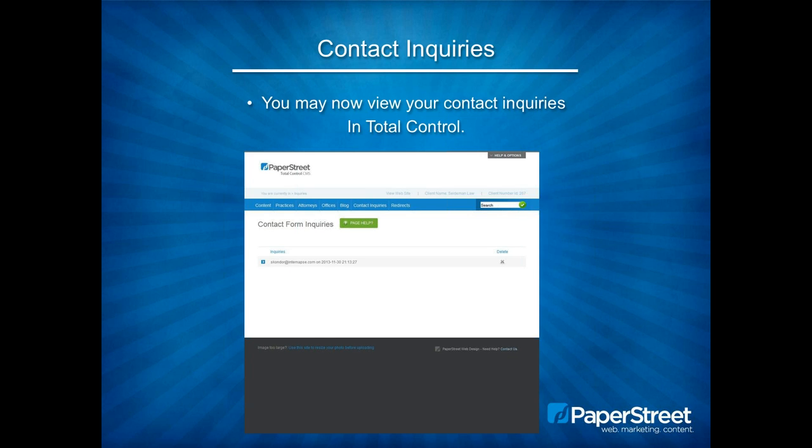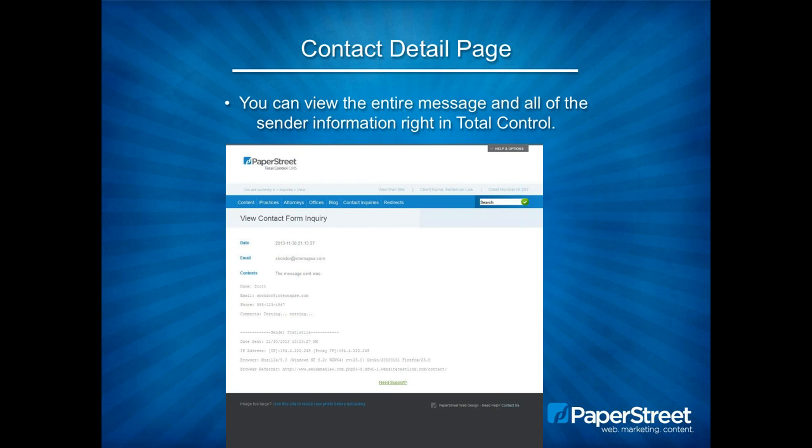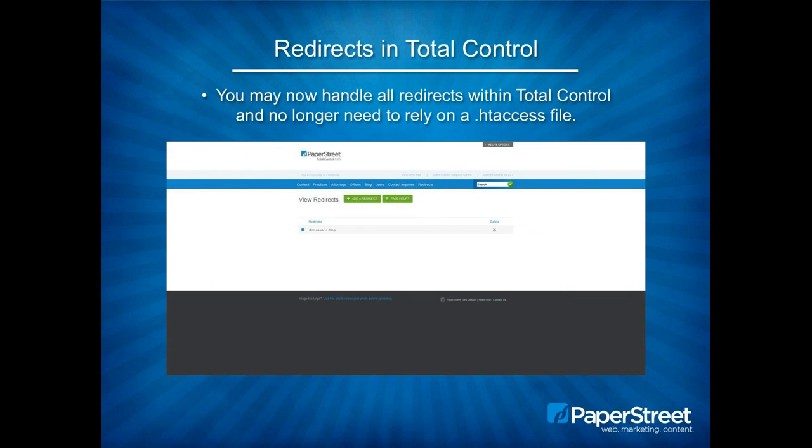Once you click on one of the inquiries, right here, the test inquiry, you'll see that it has the date, the client's email address, and then the contents down below are the particular fields that your contact form has programmed into it. This example is name, email, phone, and comments, and as you can see, it's just testing. It also gives you the sender statistics down below from the server. So it'll tell you date sent, time, IP address, and so forth. And you can view all this right in your Total Control now, which is great.